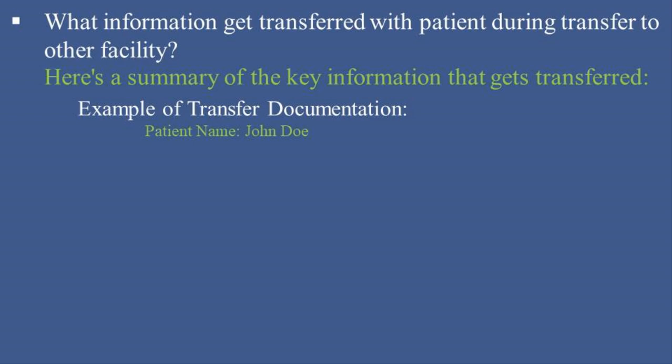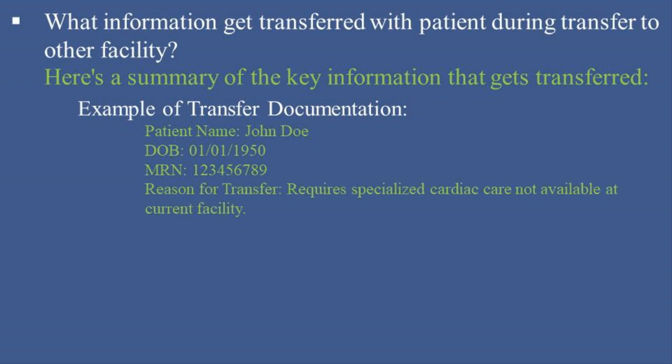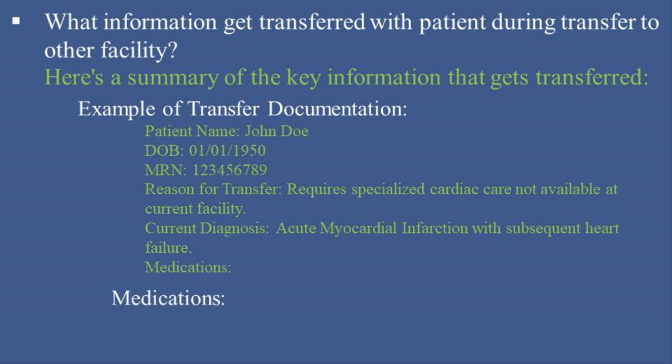Patient name, John Doe. DOB, January 1, 1950. MRN, 123456789. Reason for transfer, requires specialized cardiac care not available at current facility. Current diagnosis, acute myocardial infarction with subsequent heart failure. Medications. Aspirin 81 mg daily. Metoprolol 50 mg BID. Furosemide 20 mg PRN for fluid overload.